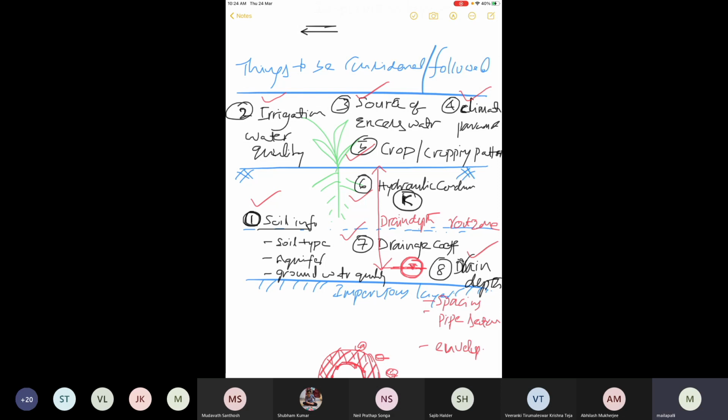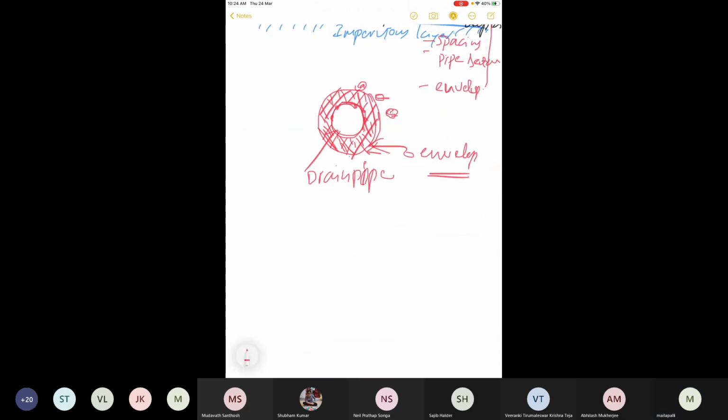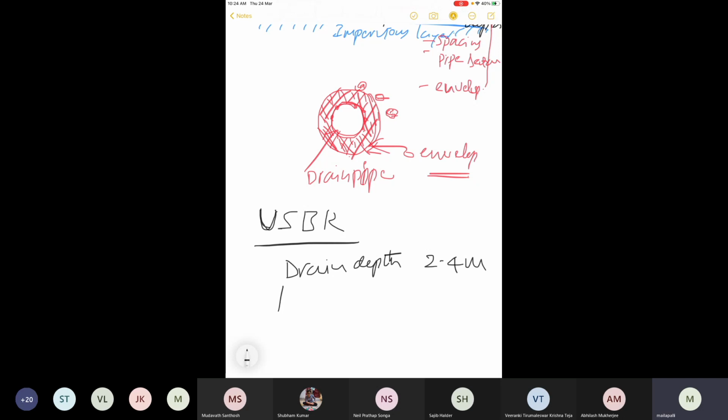Okay, so after having enough research, the United States Bureau of Reclamation, USBR, recommended the drain depth should be 2.4 meter from the surface. So this is the recommendation.